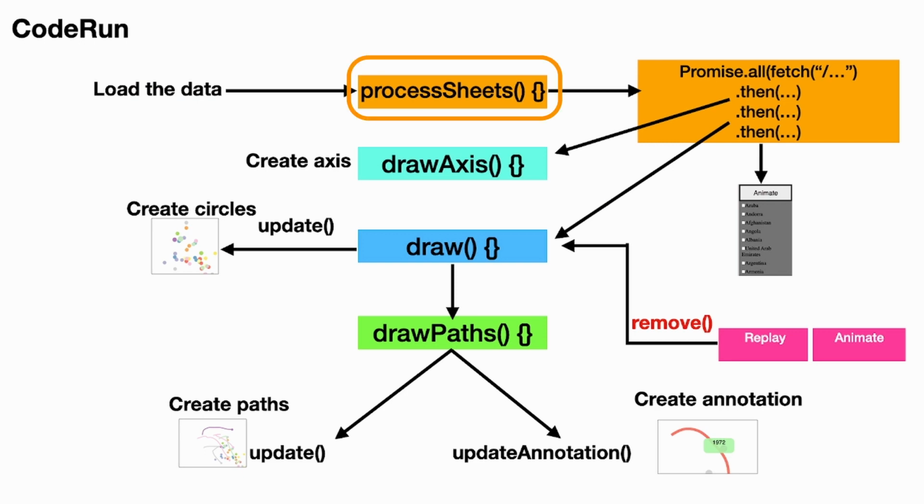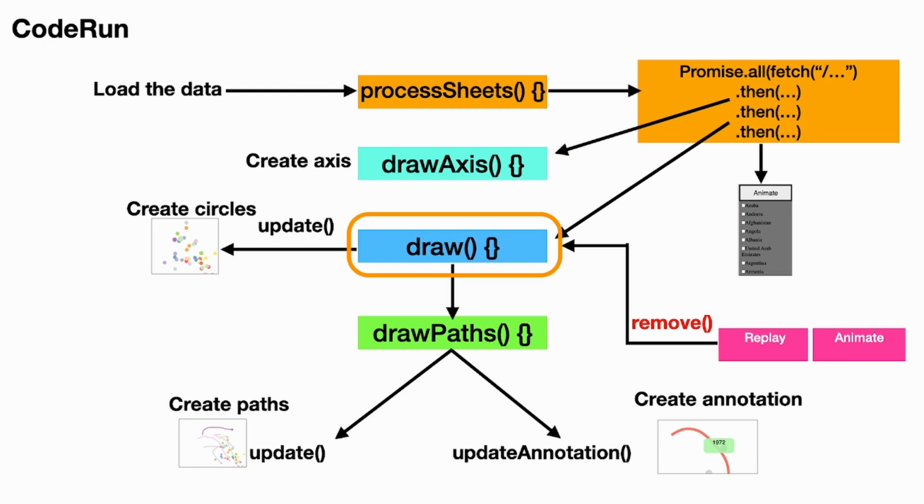We'll first create a process sheets function. We'll import all the three CSVs within the function and add them to an array. We'll then create a draw axis function. We'll create the x-axis and the y-axis within this function. We'll then create a draw function, and within it an update function to create the circles and animate the circles. We'll then create a draw paths function.